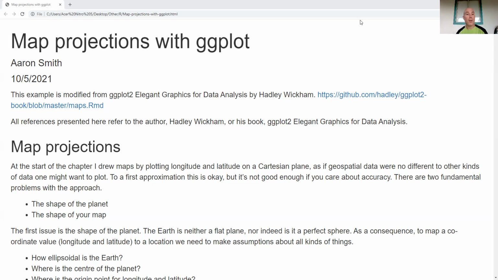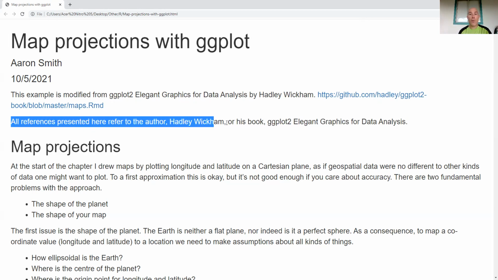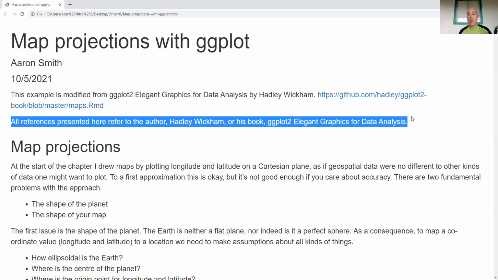Now, the examples that we're going to go through are modified from Hadley Wickham's book, ggplot2: Elegant Graphics for Data Analysis. Here is his GitHub page. And if you read through this text, Hadley refers to himself and he refers to the book throughout the text I'm going to be scrolling through. That's not my words, that's his. When you see the word I, that's Hadley referring to himself.